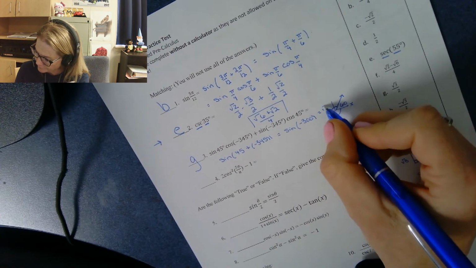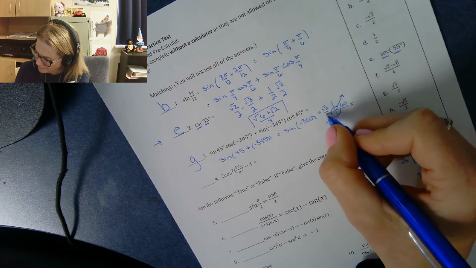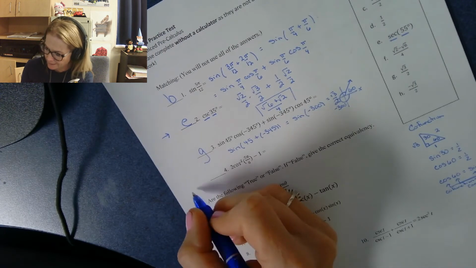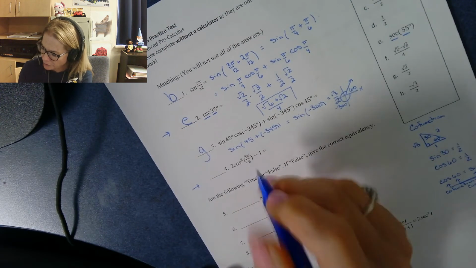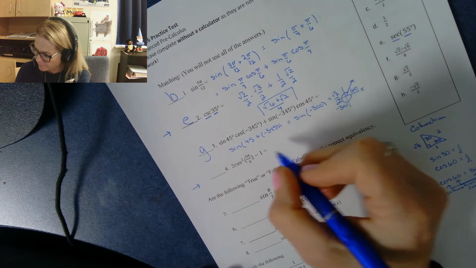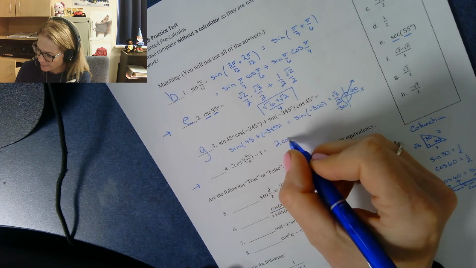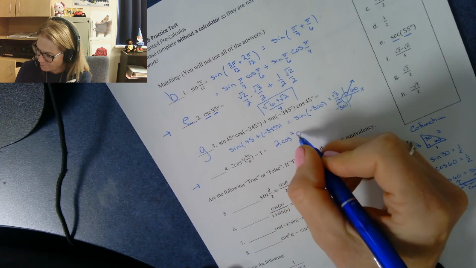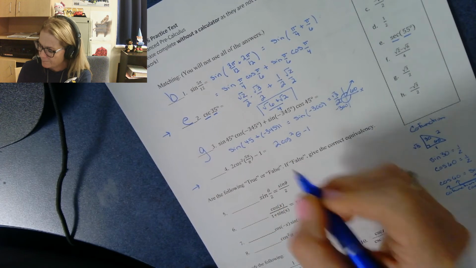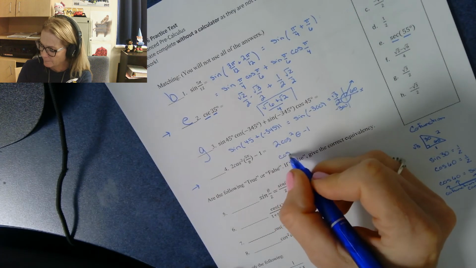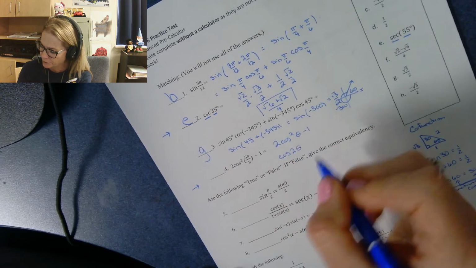Root 3 over 2. Okay, and a lot of people asked this one in class also. Just maybe use a variable substitution here, and just look, this is 2 cosine squared of some, say, beta minus 1. And that is a cosine double angle formula from your pink sheet.